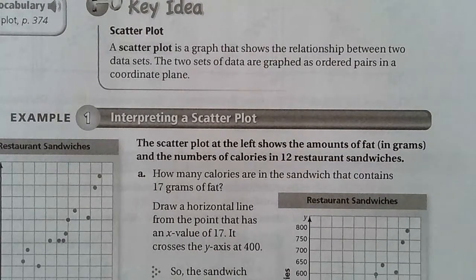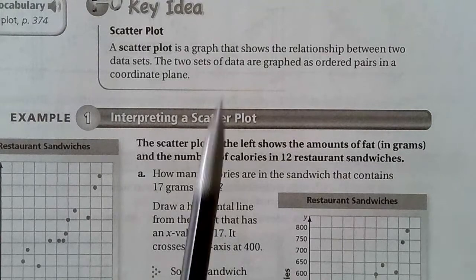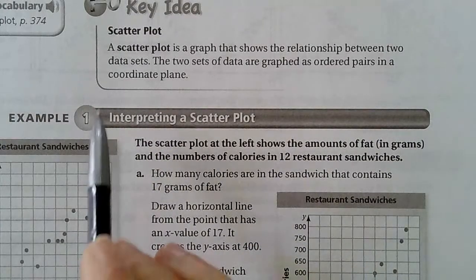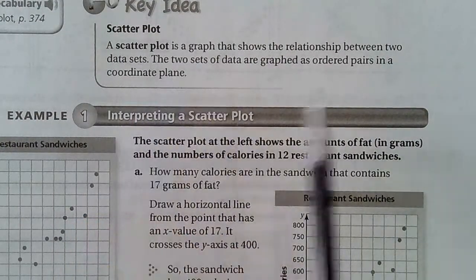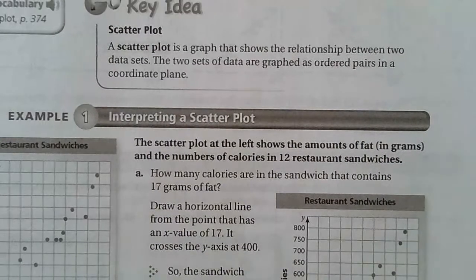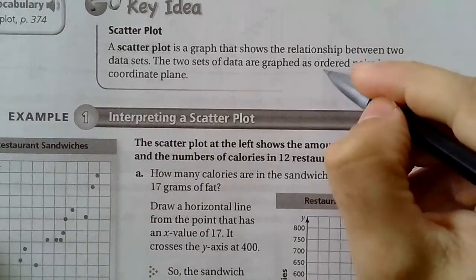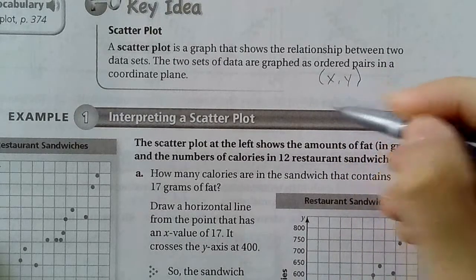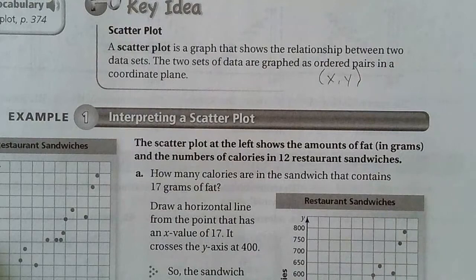A scatter plot is a graph that shows the relationship between two data sets. The two data sets are graphed as ordered pairs in a coordinate plane. Coordinate plane means we're representing it on a graph. Remember, an ordered pair is an XY pair. So when we talk ordered pairs, we're talking X, Y. X would be the X axis label, and Y would be the Y axis label.